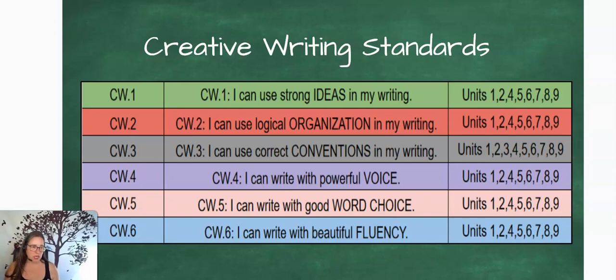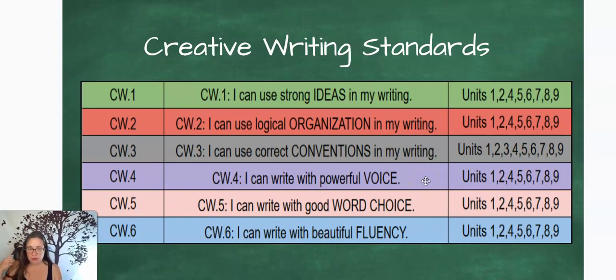So the first thing we're going to be looking at is ideas. Can you write a story with strong ideas? The next is organization. Is it logically organized? Does it make sense as it flows? Conventions. Can you use the correct conventions? Now that is where we get to the spelling and the punctuation and the grammar. Those things, as I said, are important, but it's only one of the 6 things that are important.